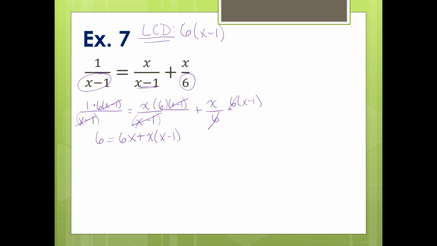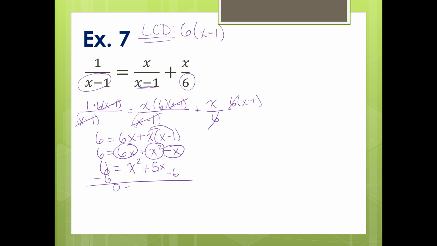Okay, now here, make sure we distribute this to clean it up. So we got x squared minus x. Since it's quadratic, we want everything on the same side. We want our x squared to stay positive. Before we move stuff, let's get our like terms taken care of. So we have x squared plus 5x over here. We have 6x and negative x. Now we just have to move the 6 over so it can join the party.